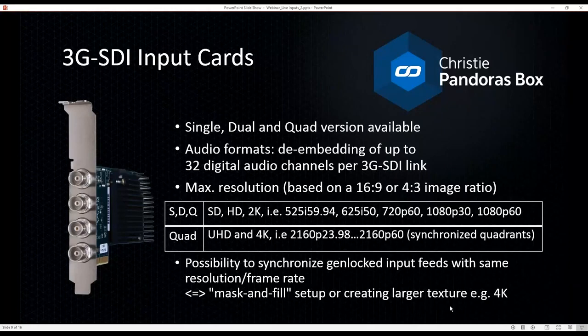So this is possible, but also we can create larger textures. This is when you stitch signals together. So you have on the first port, for example, the first quadrant, then the second, third, and the fourth. We stitch them all together and you have created a larger texture, for example, a 4K one. This would be all the information about the 3G SDI input card.